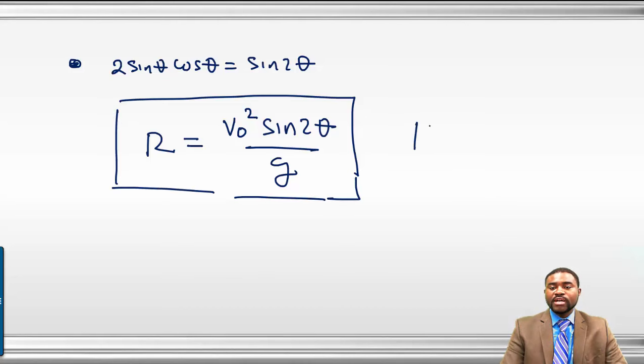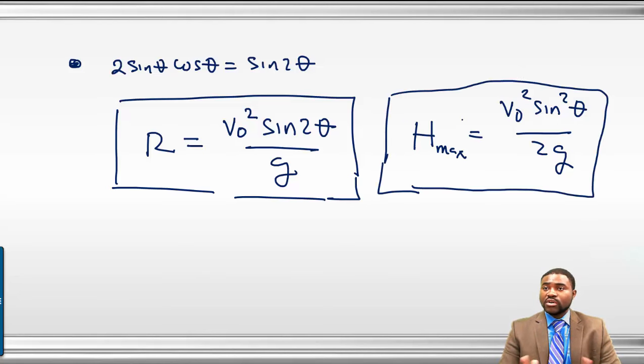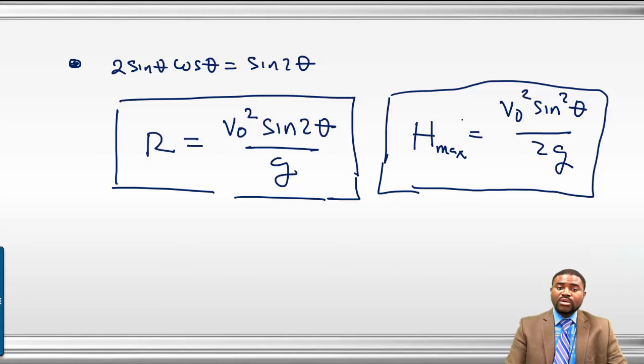Look at the expression for maximum height. H max is equal to V naught squared sine squared theta all divided by 2G. Is it G or 2G? Do you see a connection here? Look at this on the board, please. Take some time at home to see if you see a connection between the range and the maximum height, and there is.